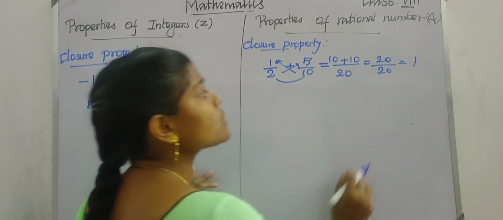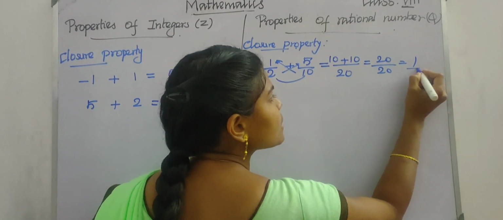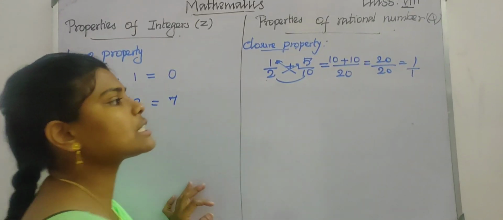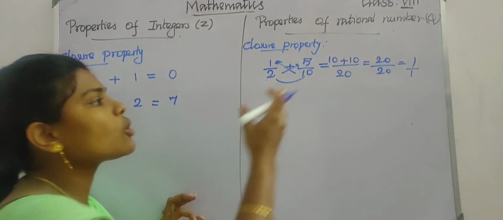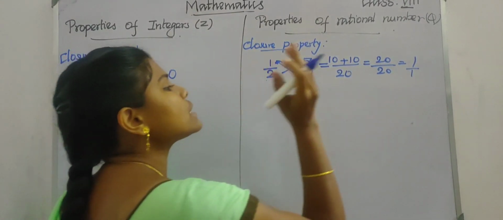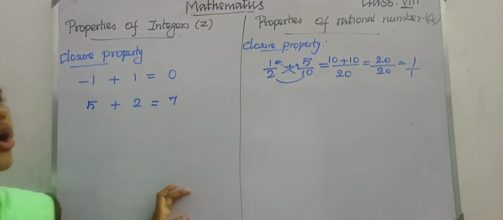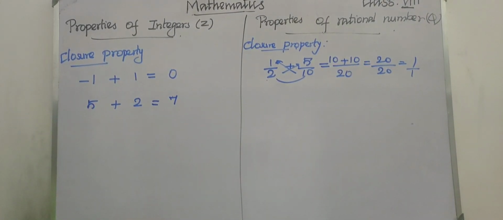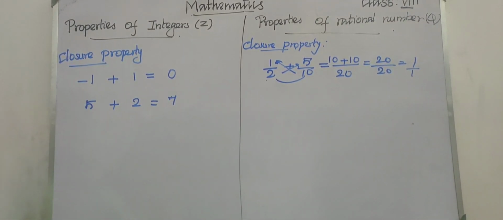So 20 upon 20 equals 1. This 1 is also a rational number because it is also in the form of 1 upon 1, that is p upon q. So while adding any two rational numbers, if you get a rational number as the answer, that is called closure property. Children, simply, while adding any two rational numbers, if you get a rational number as the answer, that is called closure property. We can say the addition of rational numbers is closed.